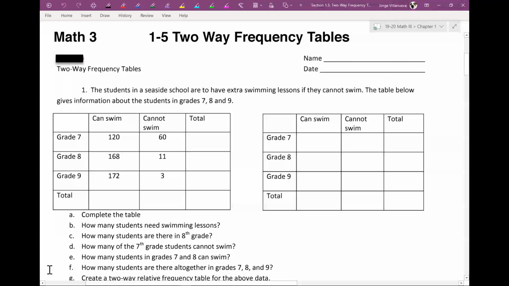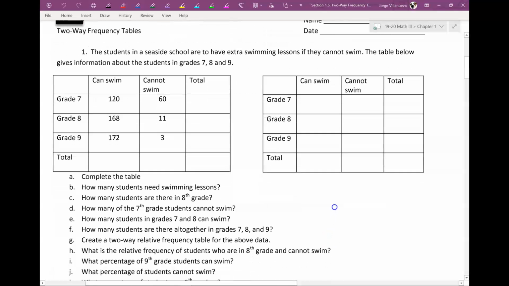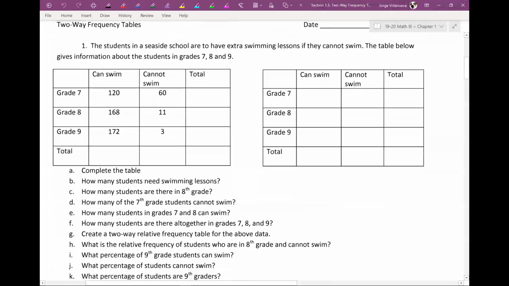And what we're going to do is fill them in. But let's kind of read through it. Let's see what they want us to do. So it says, the students in a seaside school are to have extra swimming lessons if they cannot swim. The table below gives information about the students in grades 7, 8, and 9. Okay? So, part A, if you look at question A, says complete the table on top.